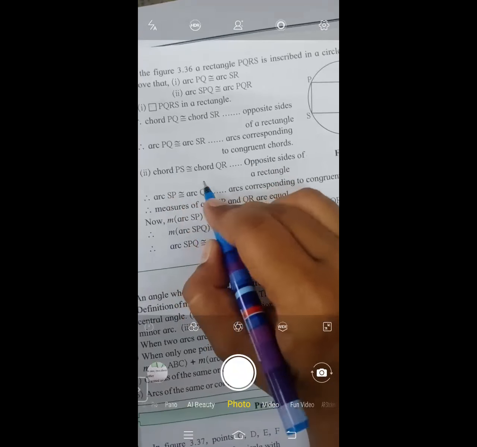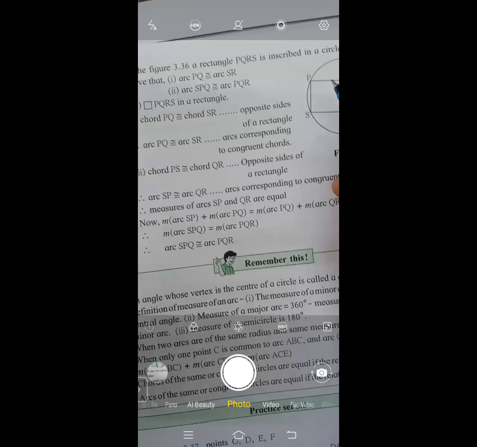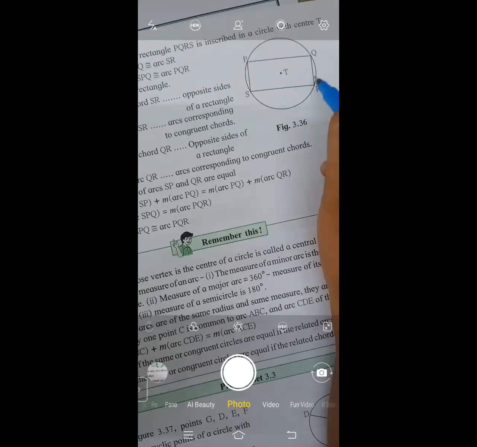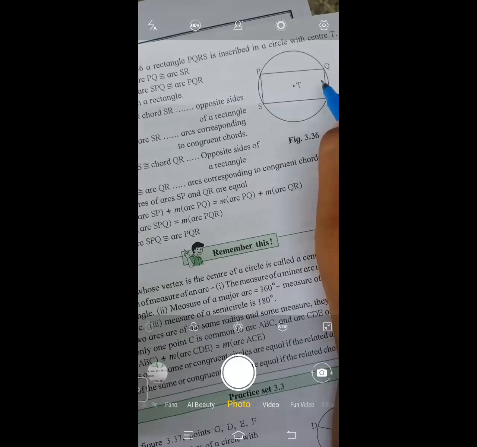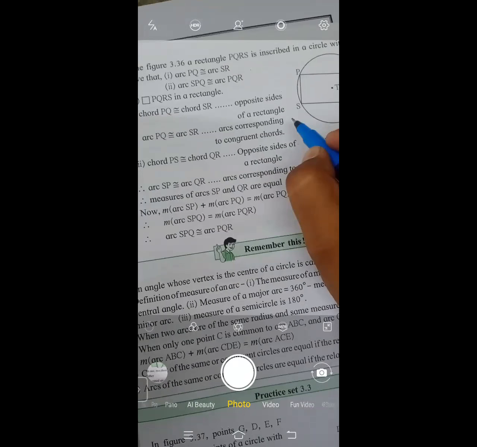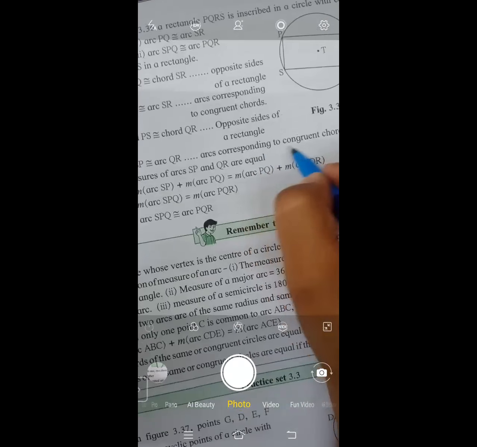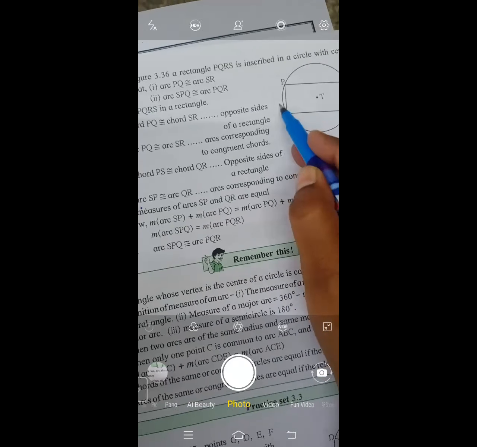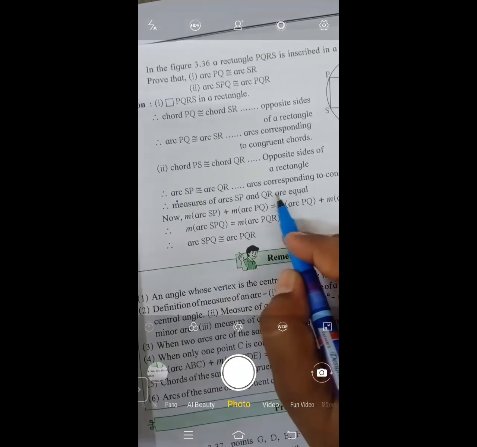Chord PS is congruent to chord QR. These are opposite sides of the rectangle. Again, you can see these sides are the breadth of the rectangle, and as they are congruent and inscribed in a circle, they have become chords of this circle. So these are also opposite sides of the rectangle. Therefore, arc SP is congruent to arc QR. These are the arcs corresponding to the congruent chords. So this is the circular part SP, and QR. These both become congruent. Therefore, measures of arc SP and QR are equal.